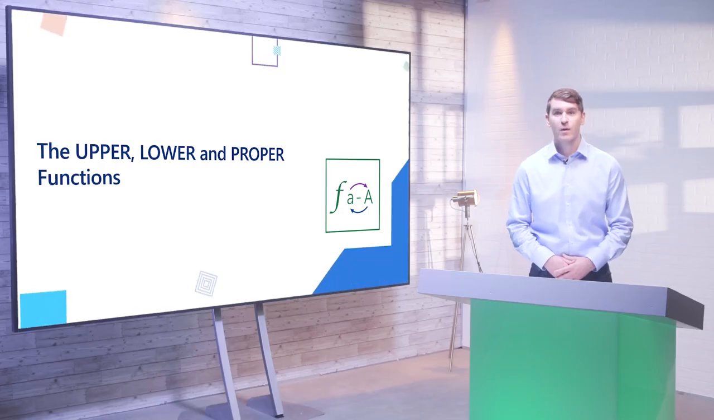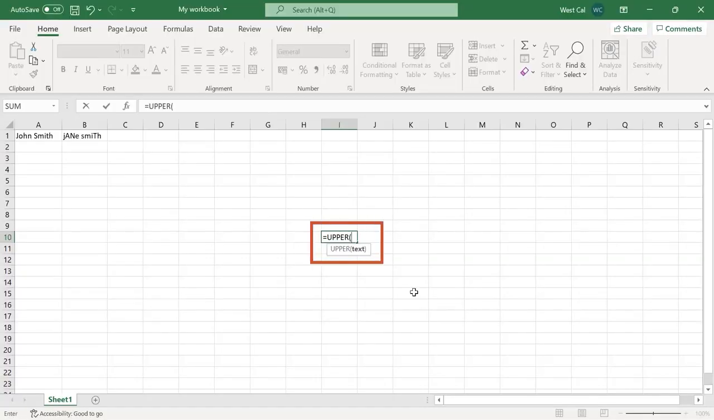The upper, lower, and proper functions are used to change the case of the text in the data. The upper function converts all lowercase characters into uppercase, while the lower function will do the opposite. The proper function will only capitalize the first character of each word in a text string. For all of these functions, the only argument is text. This is used to indicate the text-based data that you would like this function to work with.